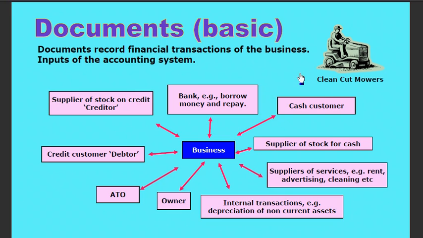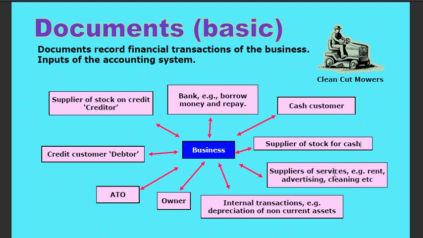This hypothetical business is Clean Cut Mowers. They buy and sell ride-on mowers. The blue box in the middle is Clean Cut Mowers, and the red arrows represent financial transactions it may have over the course of a reporting period. For example, this one here, cash customer, is a financial transaction between the business and a cash customer. The cash customer gives the business cash because the business has sold its stock. Another one is the transaction between the business and the supplier of the stock for cash.